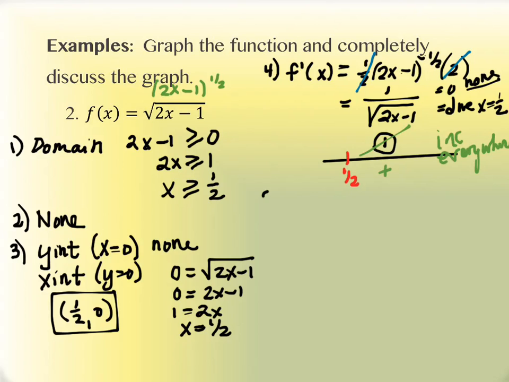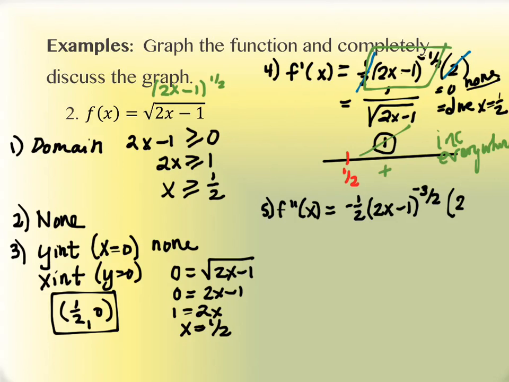Next is the second derivative. There weren't any maxes or mins, right? Because the derivative never equals 0. Remind yourself that it never changed from increasing to decreasing, so there's no maxes or mins. All right, so I've got this function right here that I'm taking the derivative of, 2x minus 1 to the negative 1/2. What will that look like? It's a chain rule again, yeah? And then times 2. Very good.